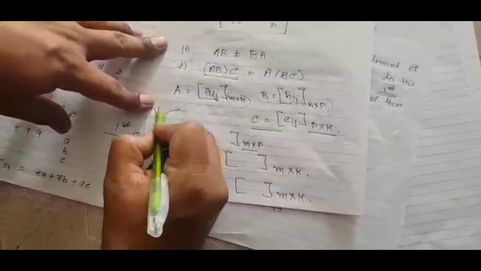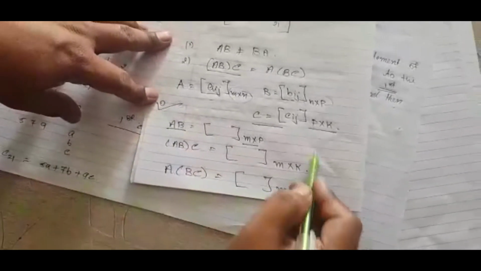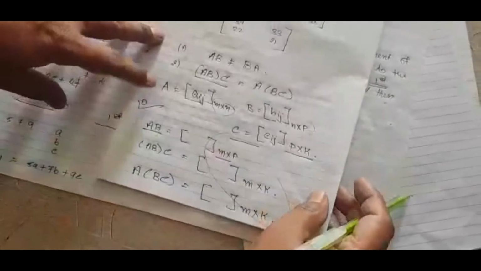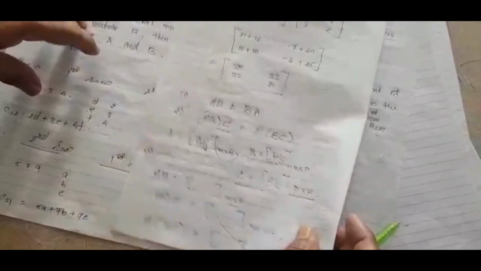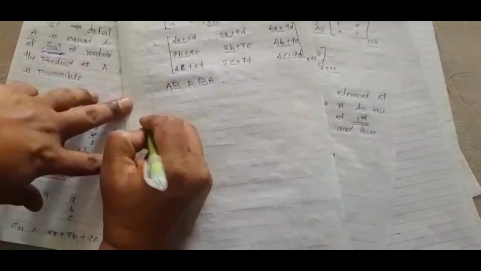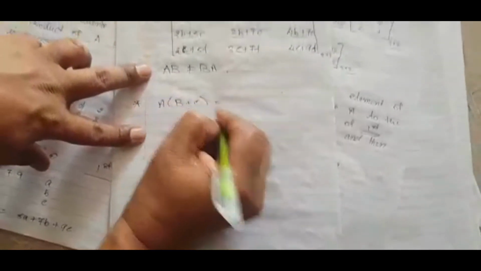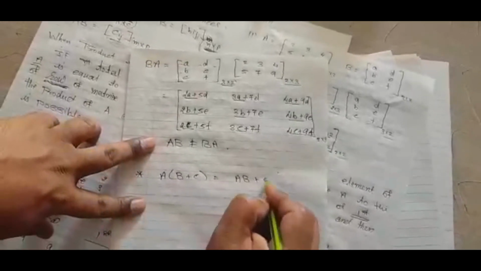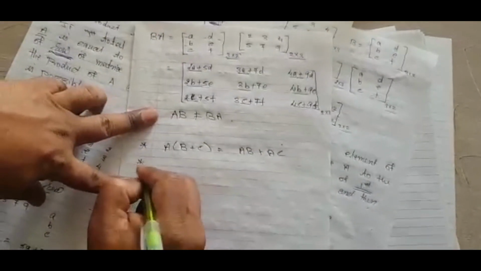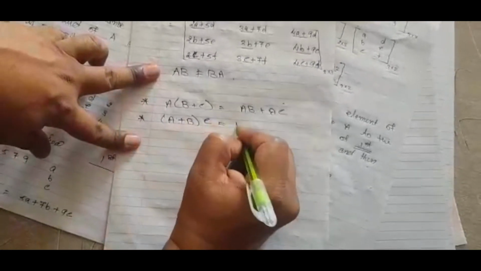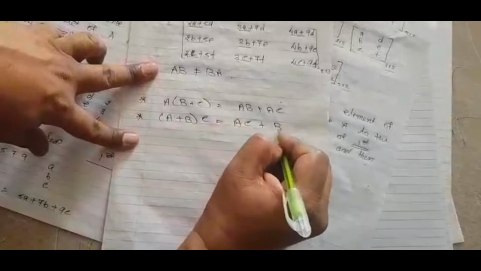This is a very, very important point: which type of order we have to keep when a product is given. One multiple choice question is there. Please keep in mind. Then you can see the distributive property: A into (B plus C) you can say is AB plus AC. Similarly, if (A plus B) into C is given, you can say that AC plus BC. Understand?